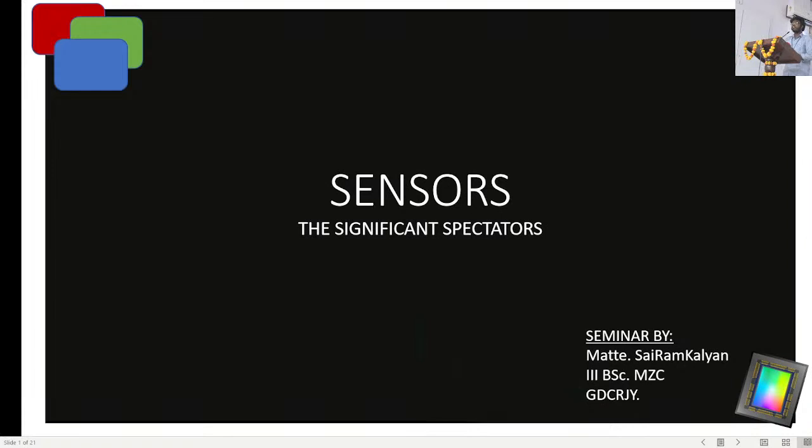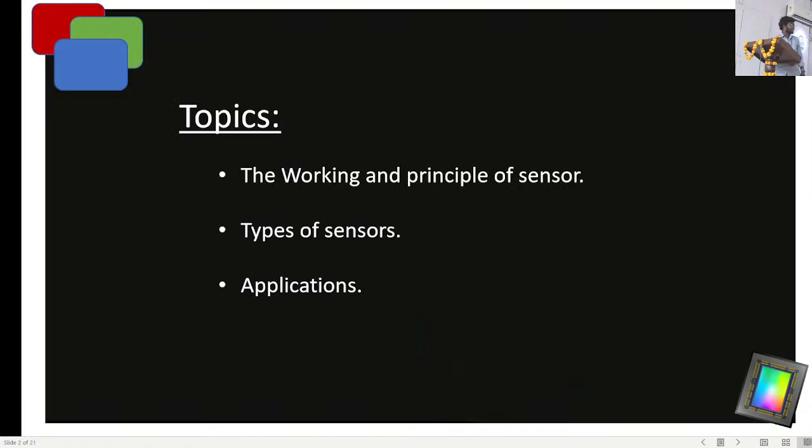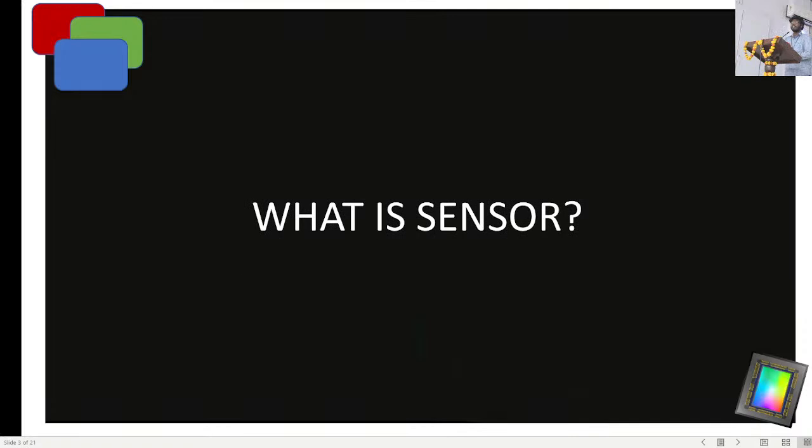Many situations in our life involve sensors, so I took this topic. And coming to it, I am going to discuss three things: the working principle of sensors, types of sensors, and applications. Coming to the first, what is a sensor? Can anyone tell what a sensor is? What is the definition?